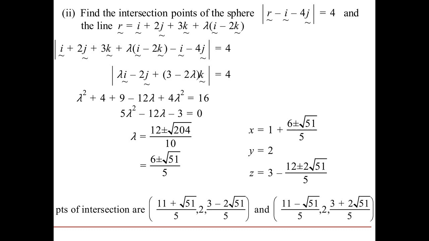We end up with (11 + √51)/5, (2, 3) − 2√51/5, and (11 − √51)/5, (2, 3) + 2√51/5. But the idea, well, I guess what I'm getting at, is that the ideas are no different. Right? We're just pushing it through to a third dimension. Yes, some of these calculations get a bit more interesting.